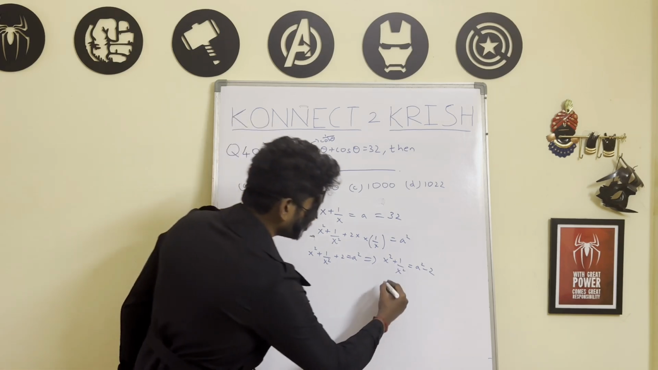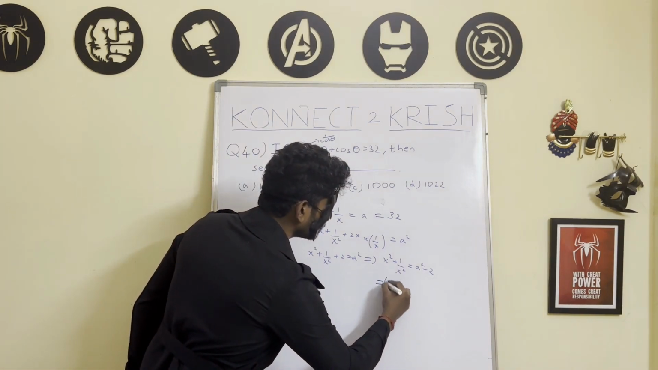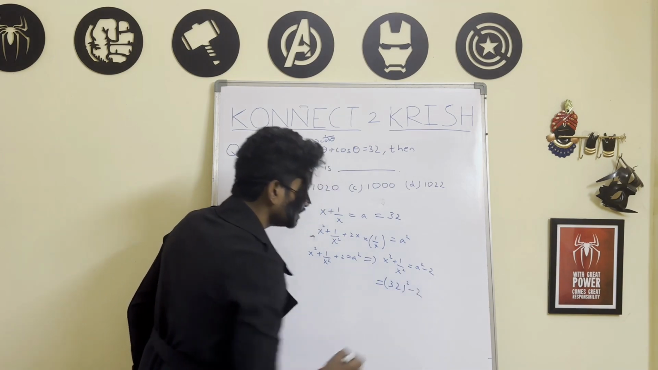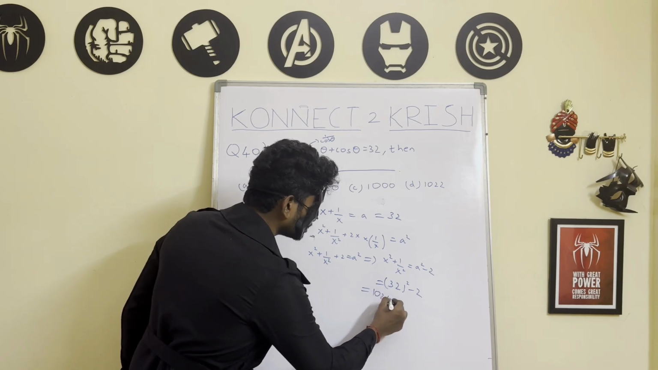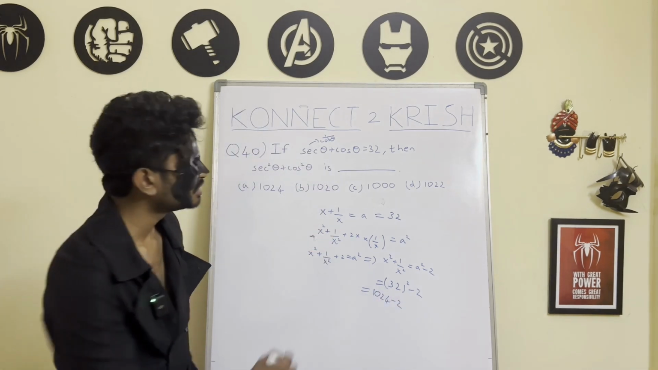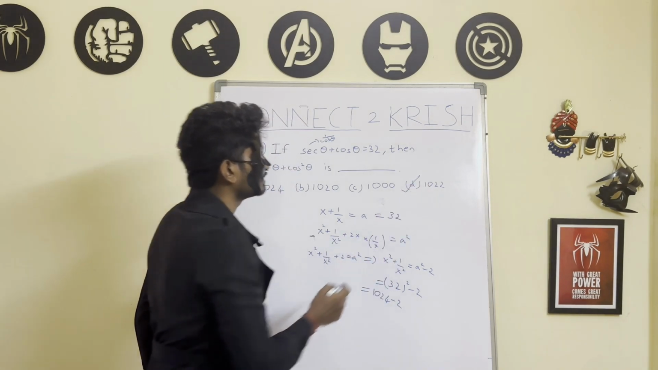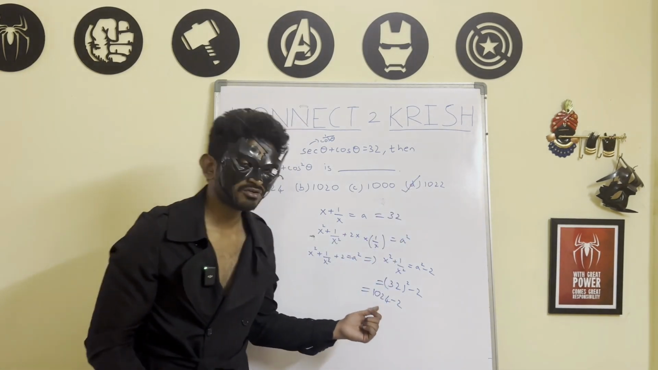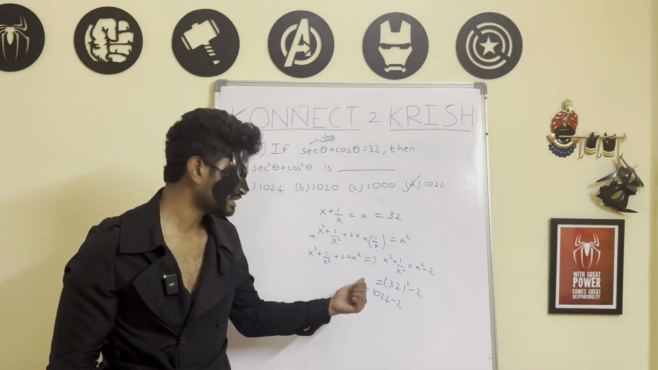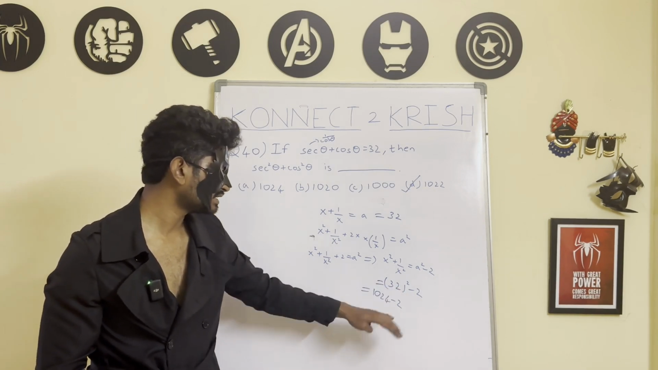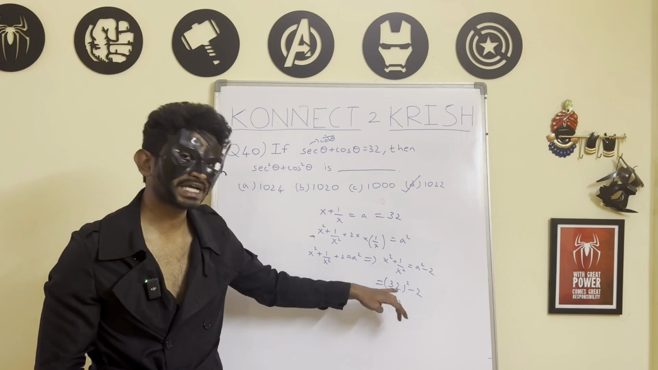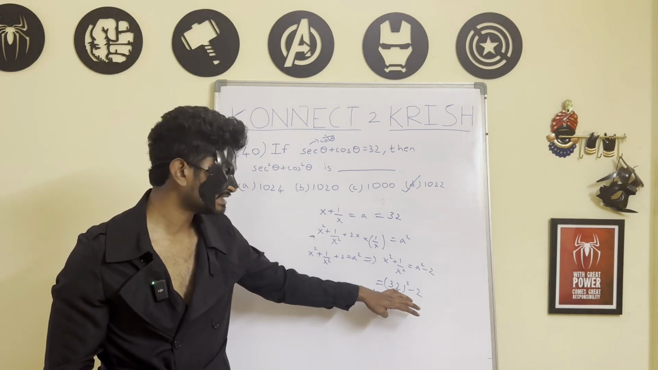This is nothing but 32 square minus 2. 32 square is nothing but 1024. 1024 minus 2 is 1022. So option D is right. So friends, I would recommend you to learn squares at least till 50, so that you will be able to solve questions faster, because here we were easily able to find the value of 32 square, 1024. You should not calculate that in the exam by multiplying.